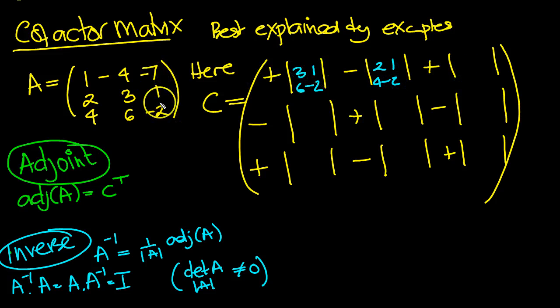And then you move along to the 7. Cross out the row and column containing the 7. And you're left with these elements. 2, 3, 4, 6. And then you proceed like that. Yeah?